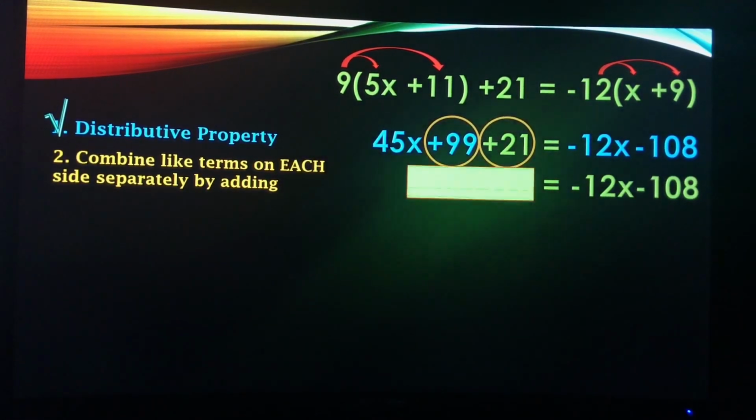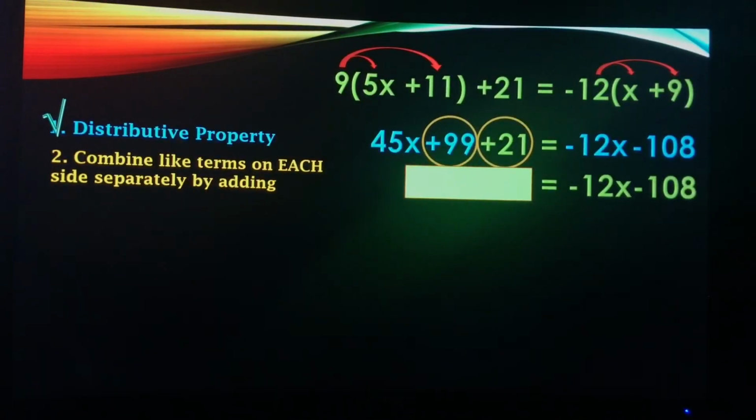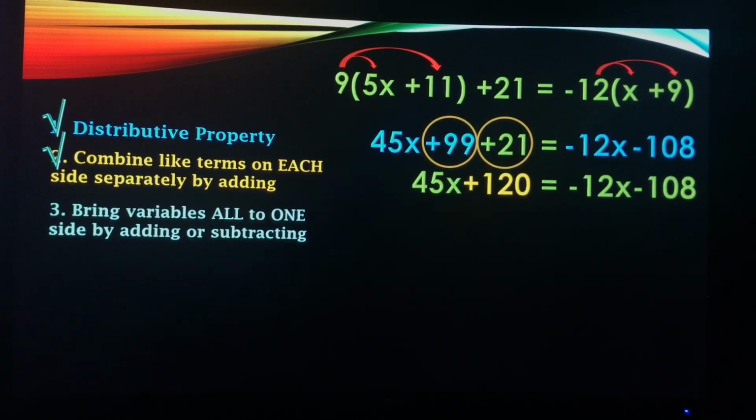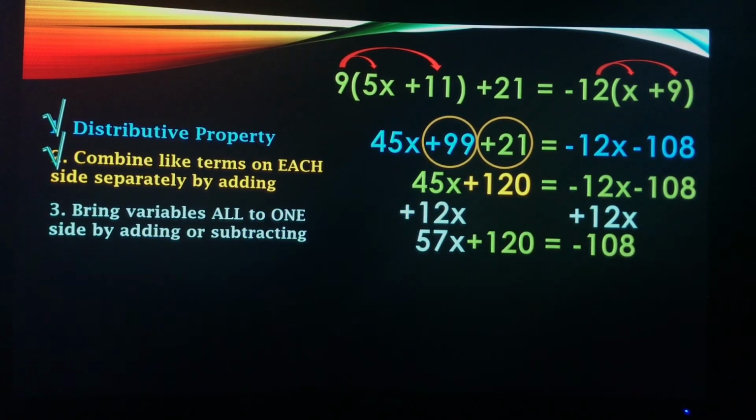Well, then if I take a look at my right side, there is nothing there that I can group together, okay? This negative 12x has an x and the 108 does not. Therefore, I am done. That leads me to step 3. I'm going to bring my variables all to one side. So that means I'm going to take this negative 12x and bring it over here to the left side. To undo that negative, I'm going to add 12x to both sides.